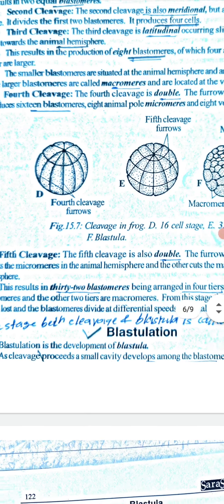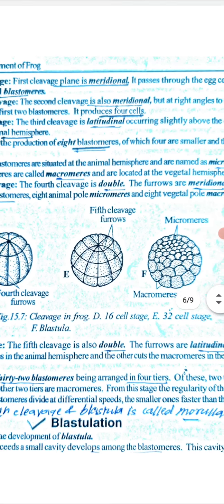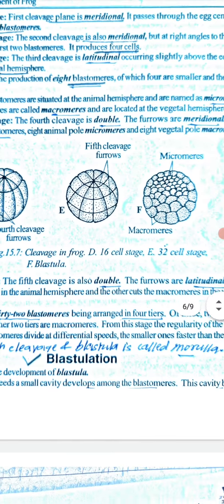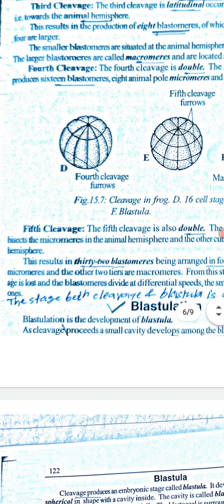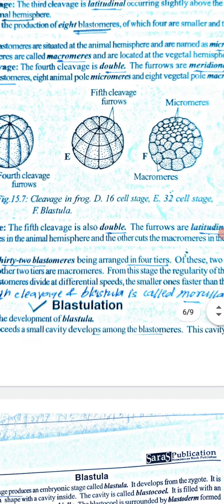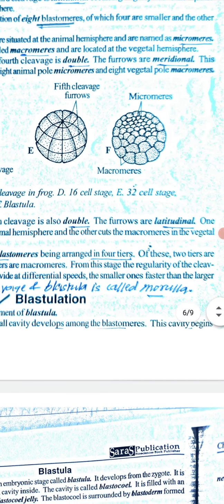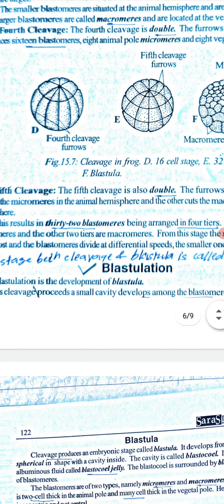Fifth cleavage is also double, and the furrow is latitudinal to each other, and 32 blastomeres are formed. In this way, cleavage is of 5 types: first cleavage, second cleavage, third cleavage, fourth cleavage and fifth cleavage, in which division of the blastomeres takes place, and finally the 32 blastomeres are formed.